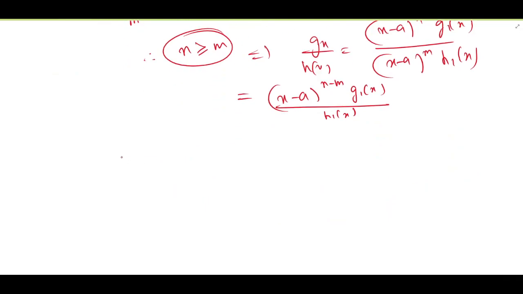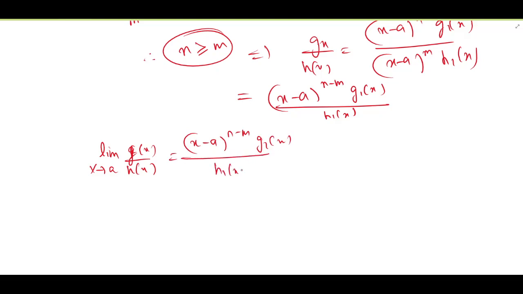So now if we take the limit of the function, the limit of x tends to a of g of x by h of x, then we get x minus a to the power n minus m g1x divided by h1x. So now if we apply the limit, then we get a minus a to the power n minus m and g1a divided by h1a, which is equal to 0.